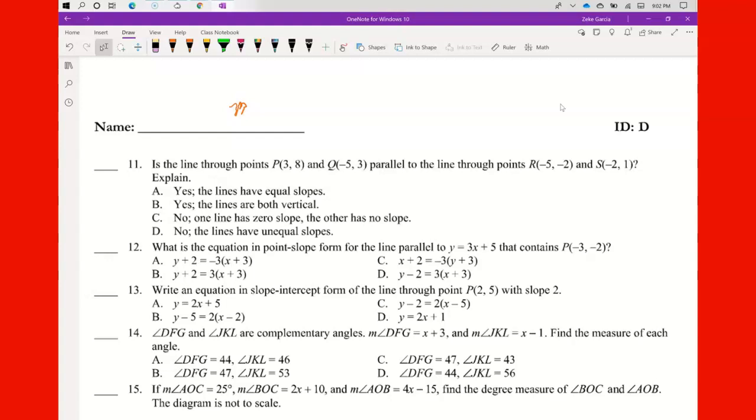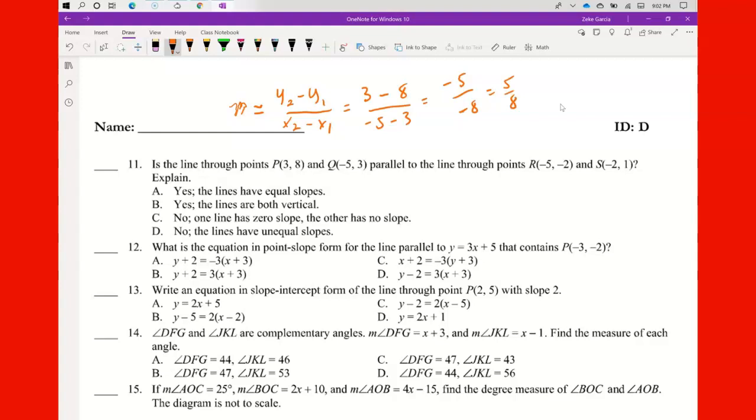So go ahead and find the slope between P and Q. And I know that you know how to find the slope between P and Q. Remember the slope formula, y2 minus y1 over x2 minus x1. So y2 is 3 minus y1 is 8, divided by x2 is -5 minus 3. So 3 minus 8 gives you -5. -5 minus 3 gives you -8, and that's going to be 5 over 8.